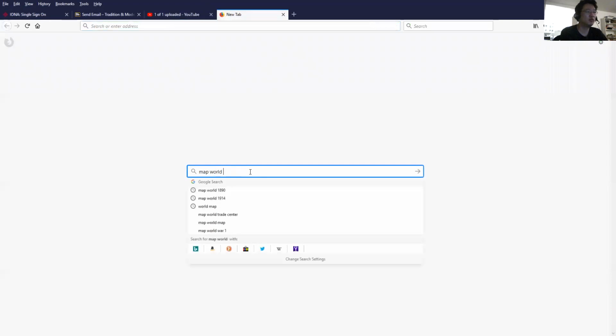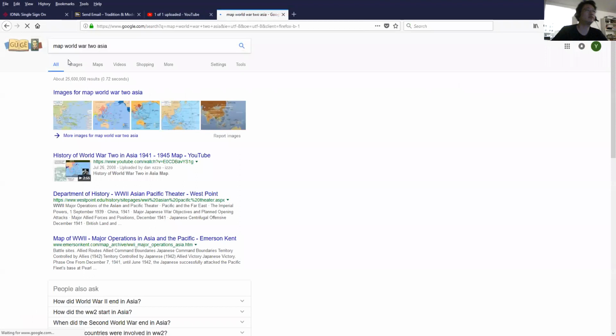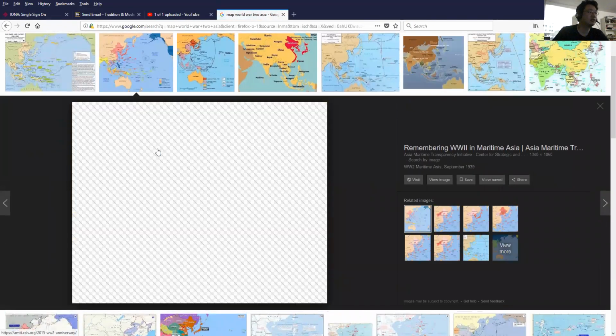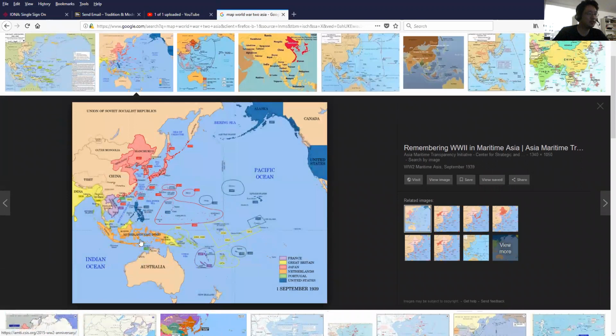So, a map of World War II, Asia. This is the Dutch East Indies. The oil fields are here, and this is Japan. If Japan is going to send ships and take over the Dutch East Indies and get its oil here and go back and forth like this, the Philippines, which is right here, is in the way.